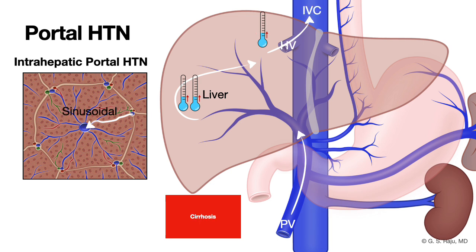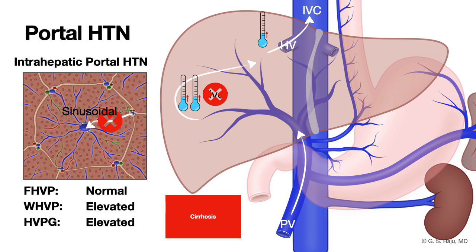On the other hand, when you look at intrahepatic portal hypertension, because of problems in the sinusoids, classic example is cirrhosis. As you can see here, the problem is sinusoidal hypertension. And in this case, the free hepatic vein pressure will be normal, wedge hepatic vein pressure will be elevated, and the gradient will also be elevated. So, to diagnose cirrhosis, you have to make sure that the free hepatic vein pressure is normal. And if it is elevated, you have to think, hey, the obstruction is either in the hepatic veins or in the IVC.